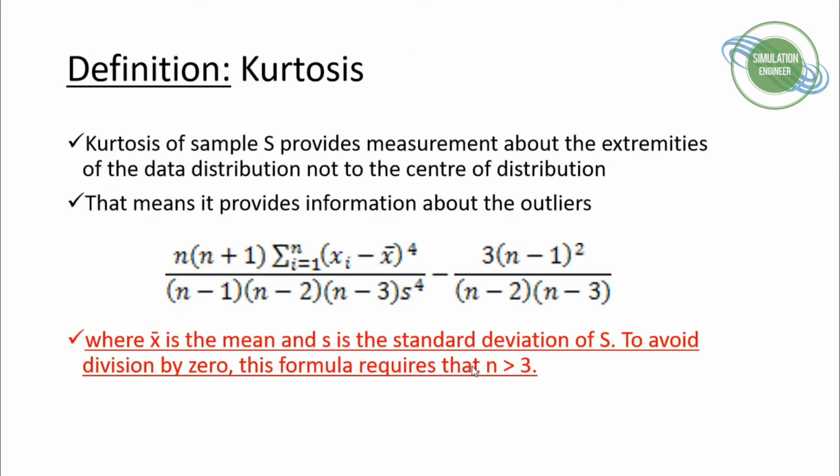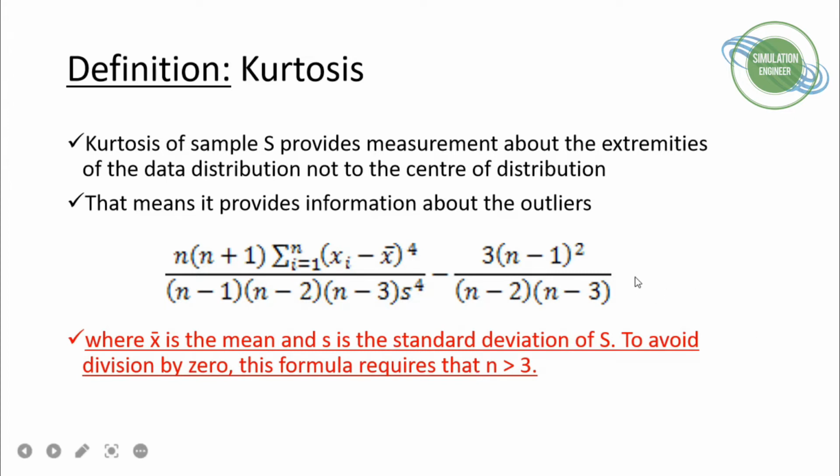Then another important measure or quantity is kurtosis. If you want to calculate the kurtosis of your sample, it will give you information about the endpoints of your data distribution, or you can call it the extremities. So it's not concentrated on the central part, because it has nothing to do with your central tendency. It's more towards the extremities of your data points. In other words, it is giving you information about the outliers.